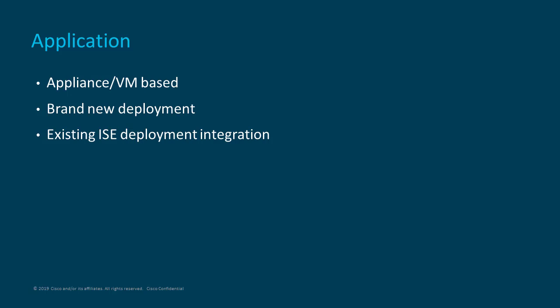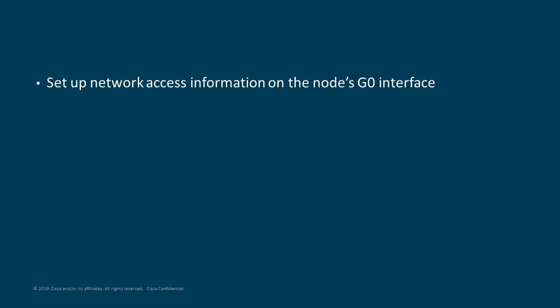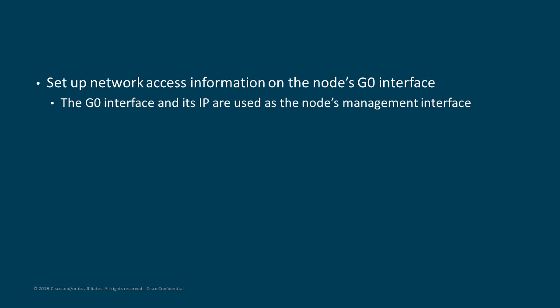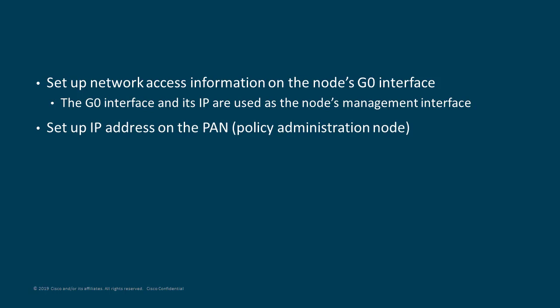Ultimately, the setup dialog, a required step, sets up network access information on the node's G0 interface. The G0 interface and its IP are used as the node's management interface, ultimately required for inter-node communication in a larger deployment. That's regardless of which other interfaces may be ultimately active on this node later on. And then of course on the node that's representing the PAN or policy administration node, this will be the IP address that we'll use for GUI based management.